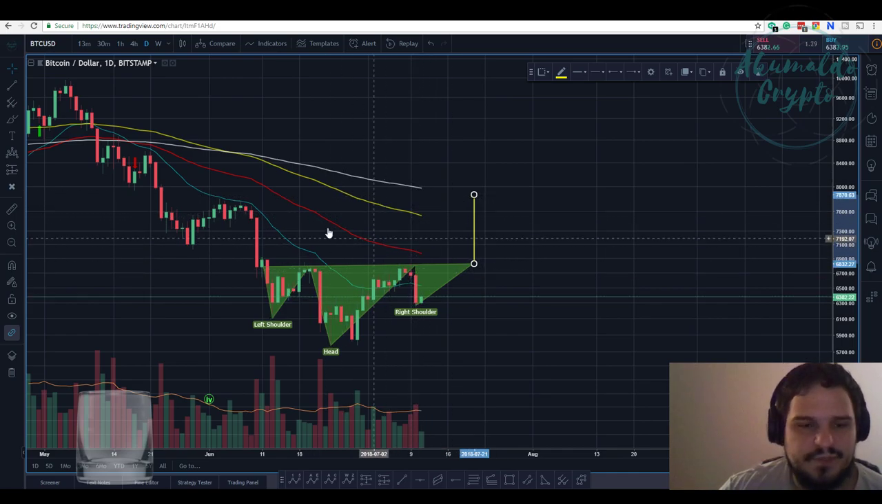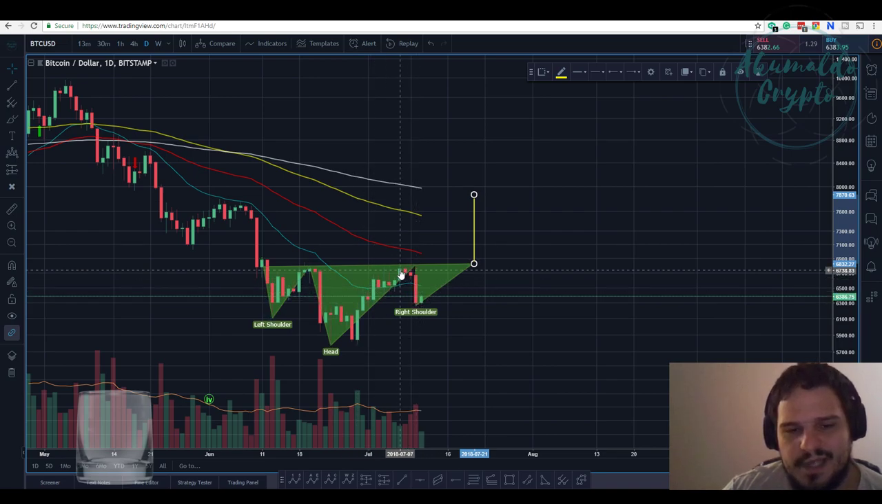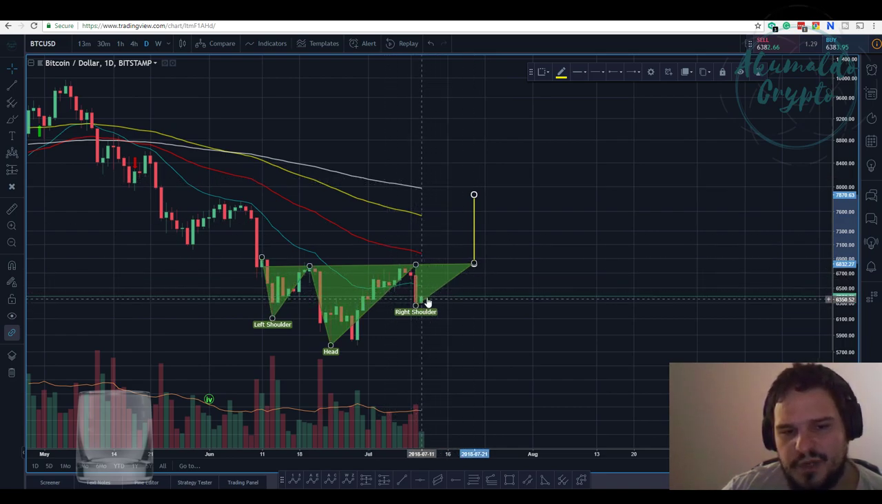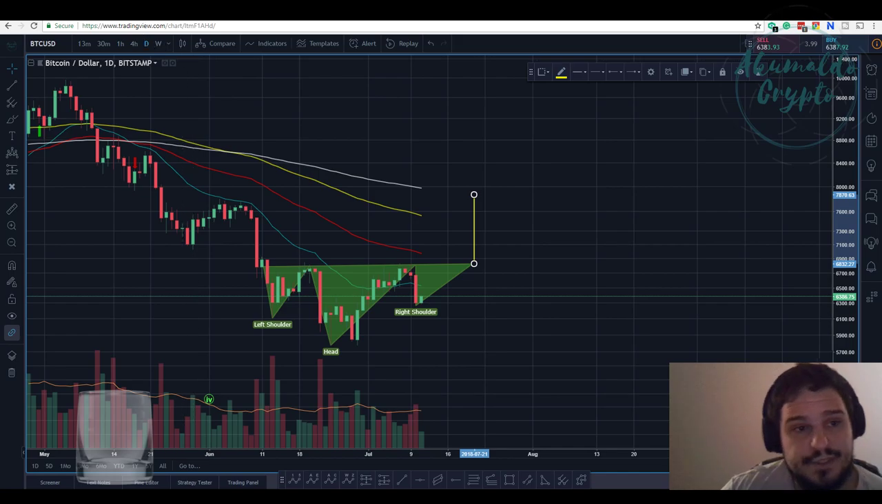But we need to account for all the other things, okay? We need to account for this 21 EMA that we have broken down, so we don't have a moving average here supporting us. We have a reaction on the daily chart, but it's difficult to tell, huh?